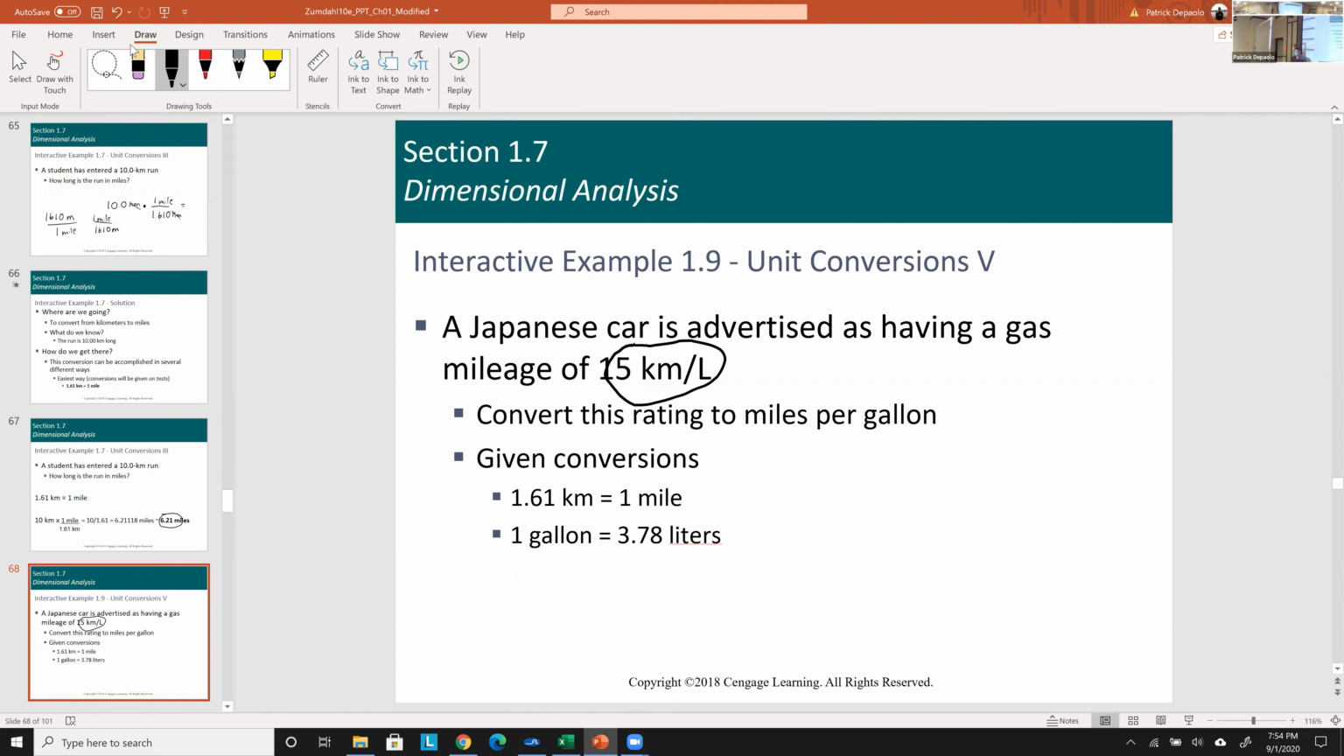Okay, so what we're gonna do first is write down the measured number. But in this case, the measured number has 2 components. It has the 15 kilometers divided by 1 liter. Not just divided by liter, it's per 1 liter. That's important.